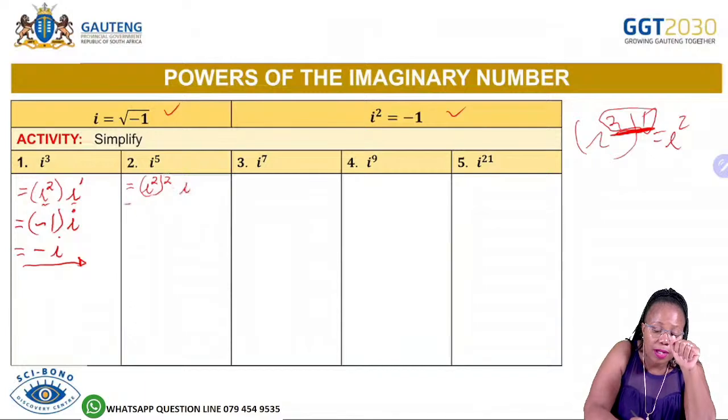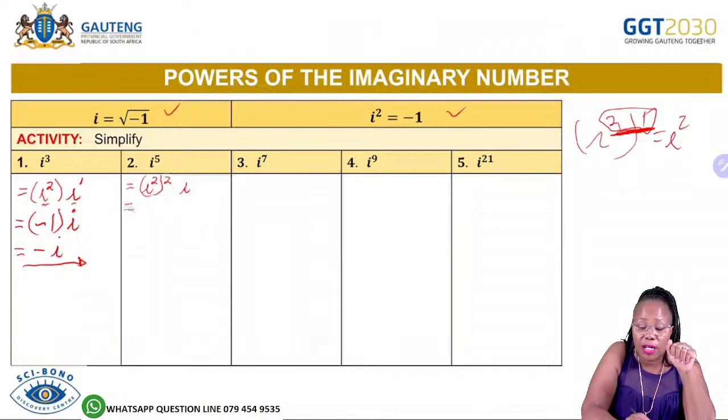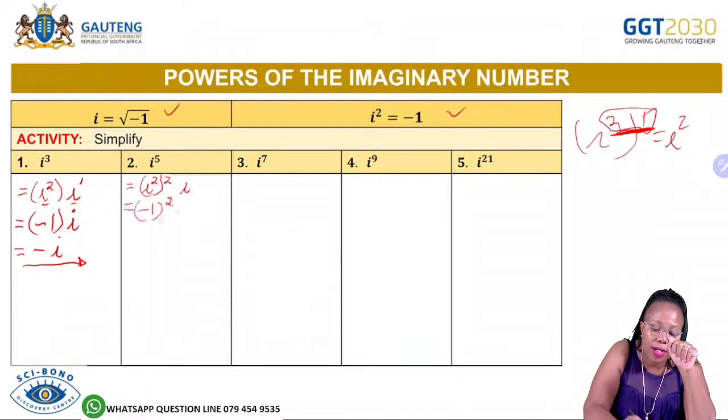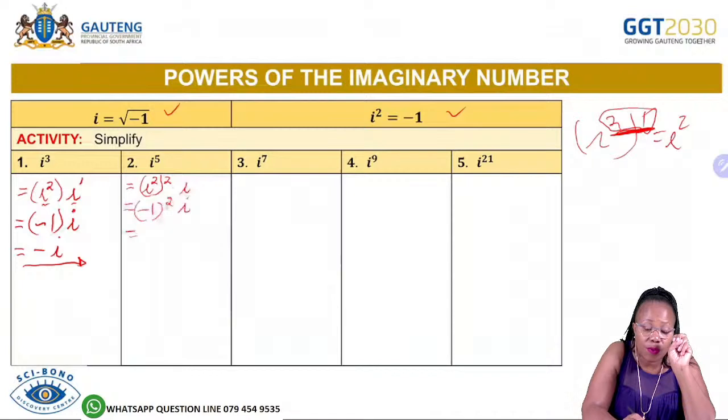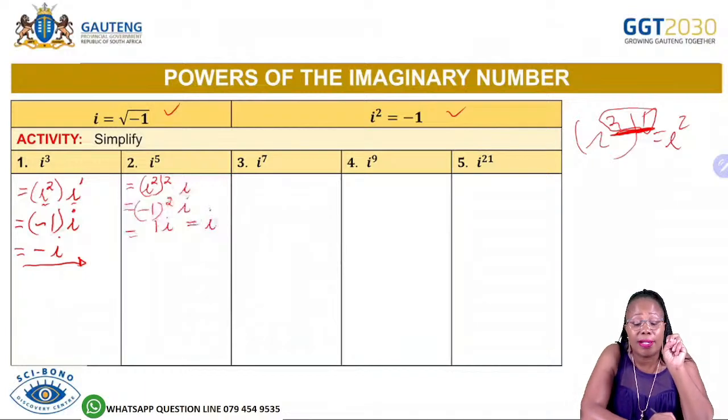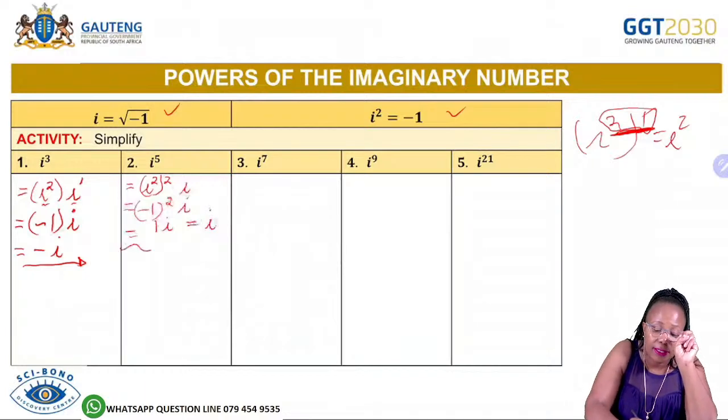So now we can substitute the minus 1 for i squared: minus 1 squared, and then i. And then negative 1 squared, remember it's a square, an even number, therefore the answer will be positive 1, times i, which is giving us only i. 1 times i is i.